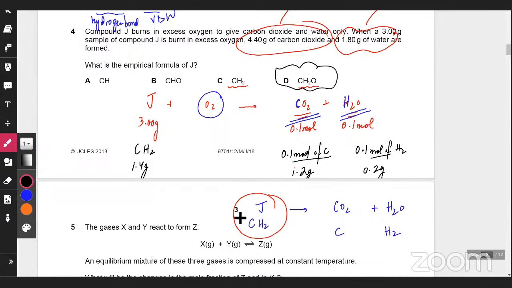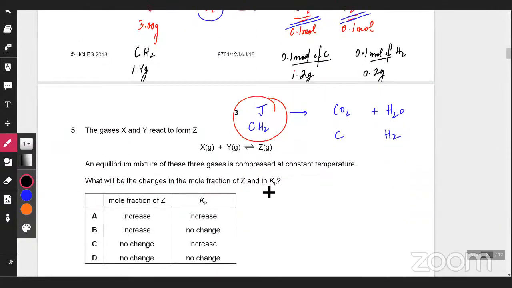So I knew the ratio, it's going to be C and two hydrogens. I knew that ratio, but I've now figured out there must be something else in J. So the formula of J is probably CH2 with oxygen in it as well. Okay, is this question clear? Yes, sir. Clear. Okay, let's do another one.